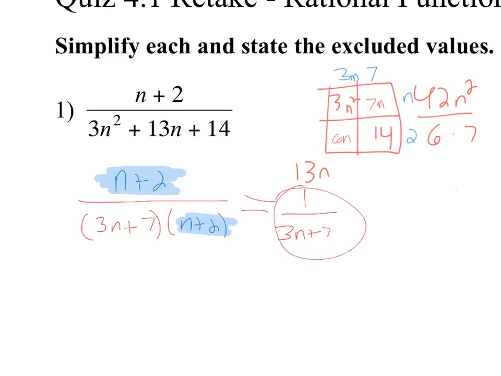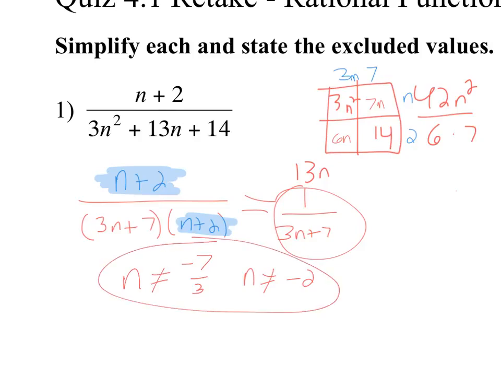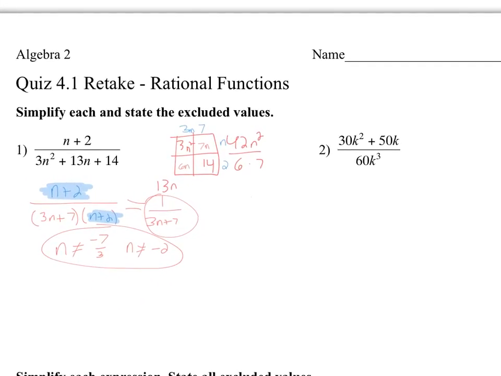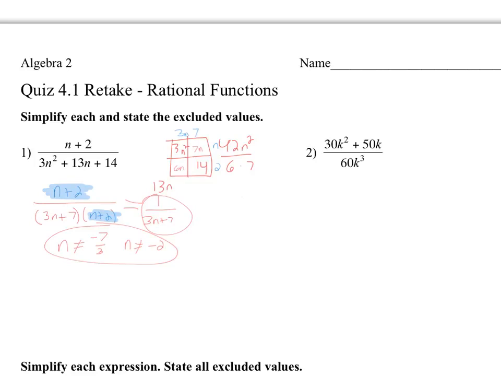Well, I also have to get rid of the denominator, so n cannot be negative 2, because if n is negative 2, then this denominator will be 0, and n can't be negative 7/3. So this is also a part of our answer. Okay, let's jump over here.